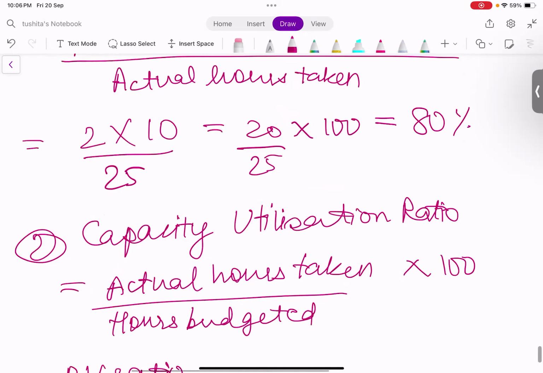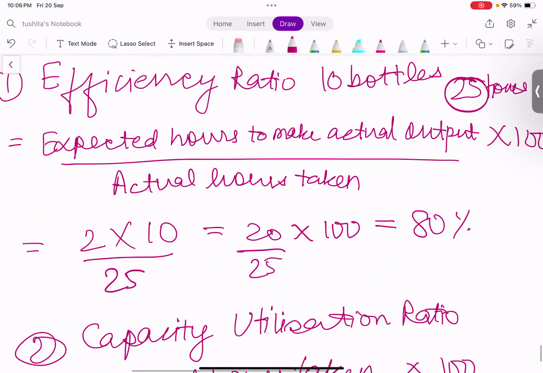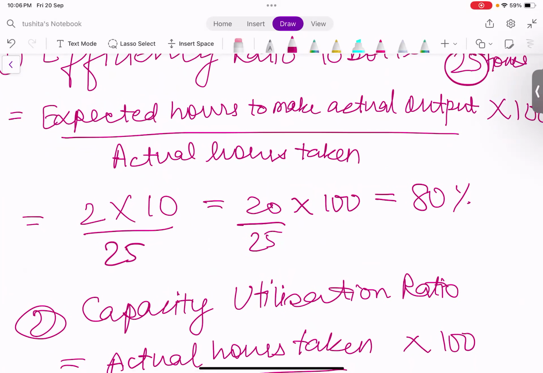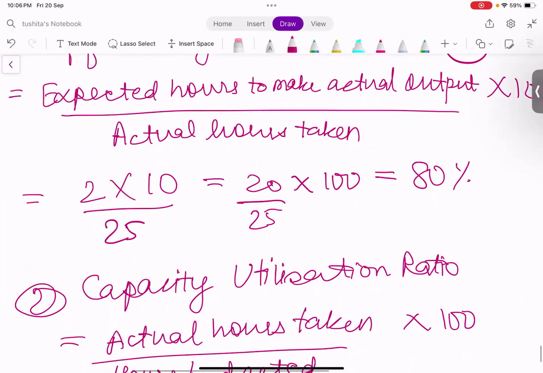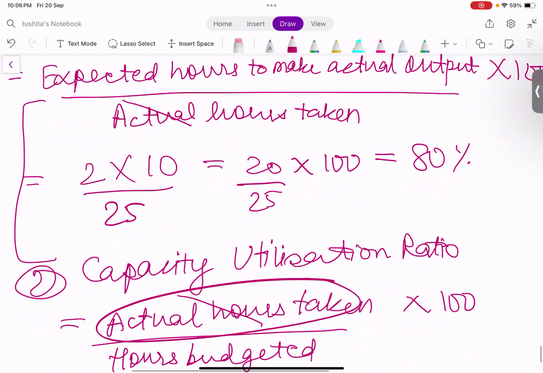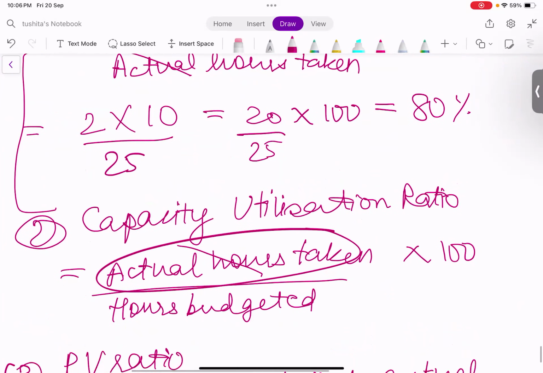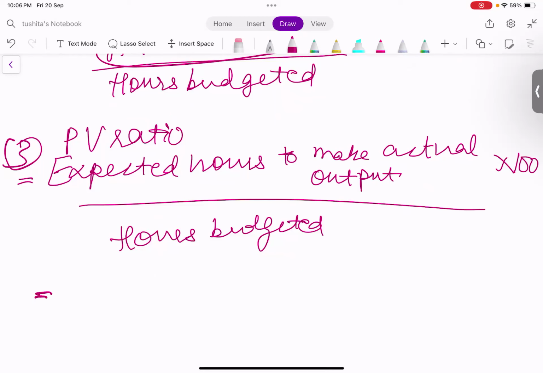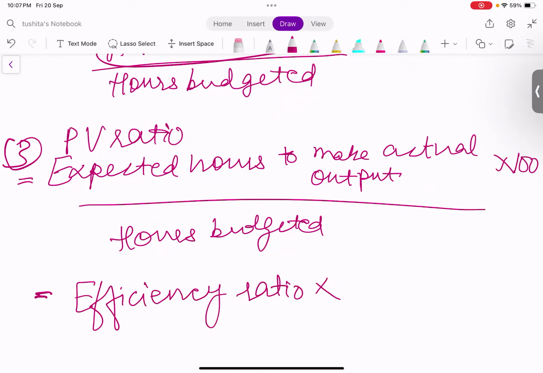Another relationship which can be established is that if you multiply your efficiency ratio with the capacity utilization ratio, you have expected hours to make actual output divided by the actual hours taken, and here you have it in the numerator. So if you multiply these two together, this and this will get cancelled. So you will be remaining with expected hours to make actual output divided by hours budgeted, which is exactly the PV ratio formula. So another relationship which you can note down is that PV ratio is equal to efficiency ratio multiplied by the capacity utilization ratio.